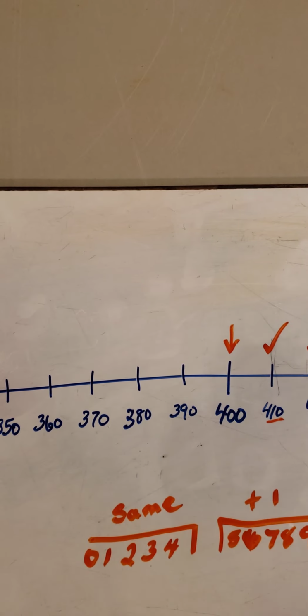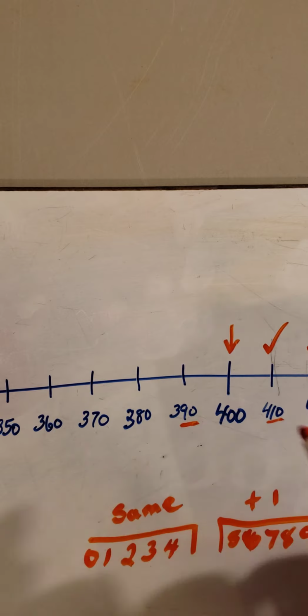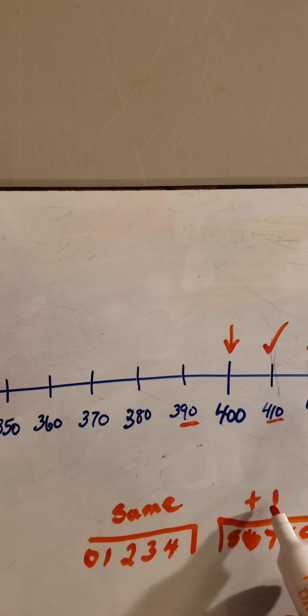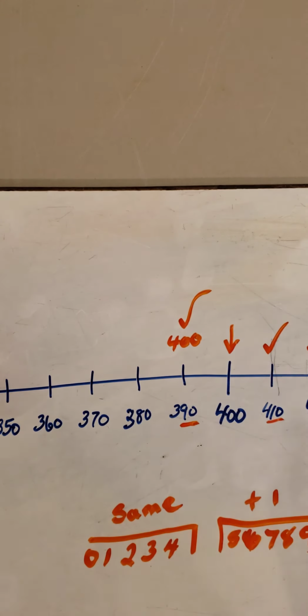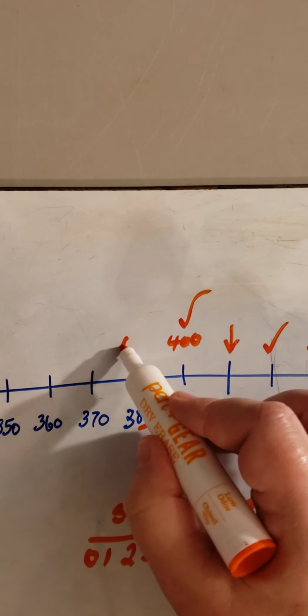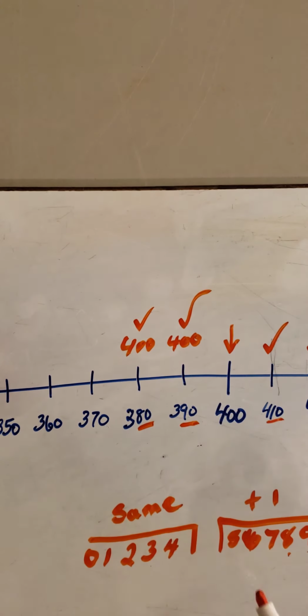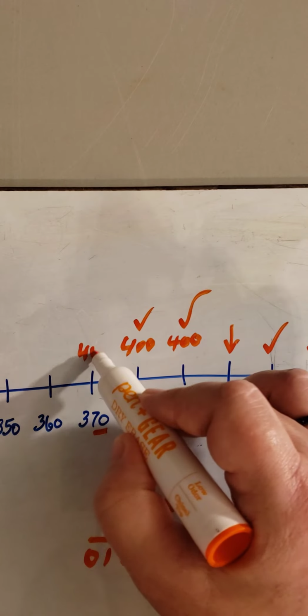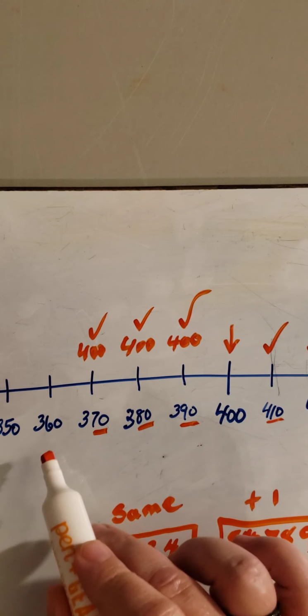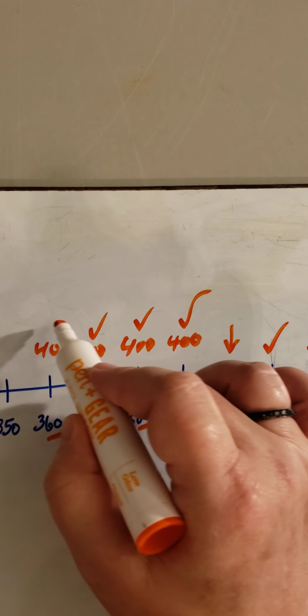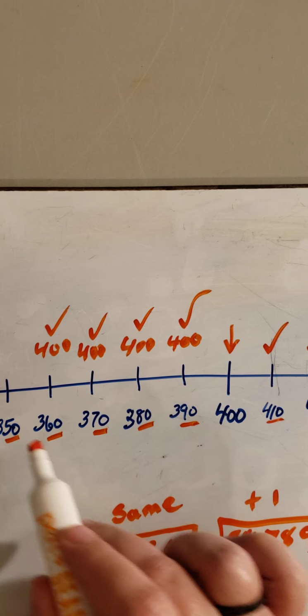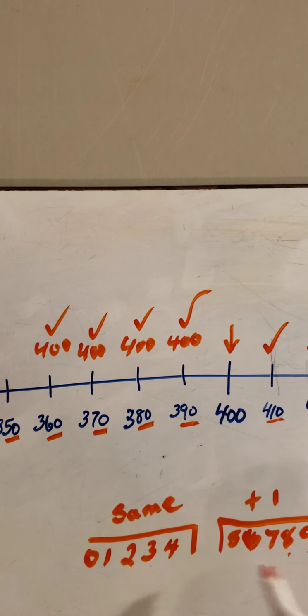Okay, we're going to go the other direction. I have 9 over here, so that's plus 1. So that takes me to 400. Yep, that'll work. Okay, 8. Yes. Plus 1 gives me 400. 7. Yes. 400. 6. Yeah. 400. 5. Yep.